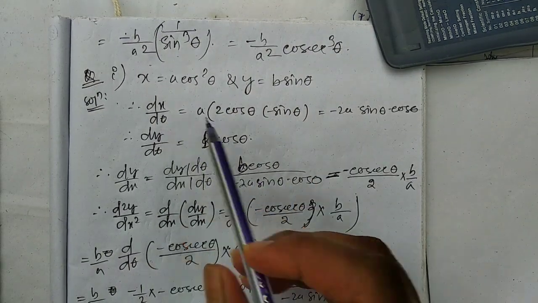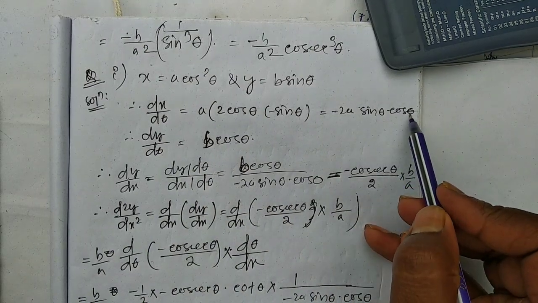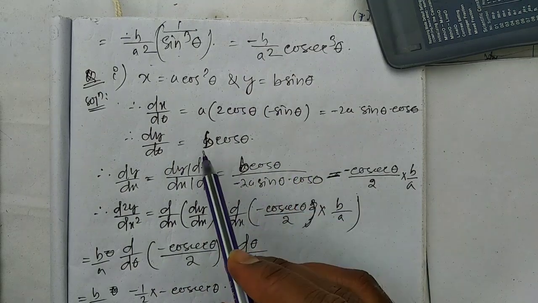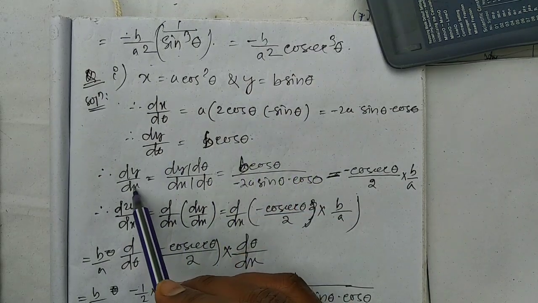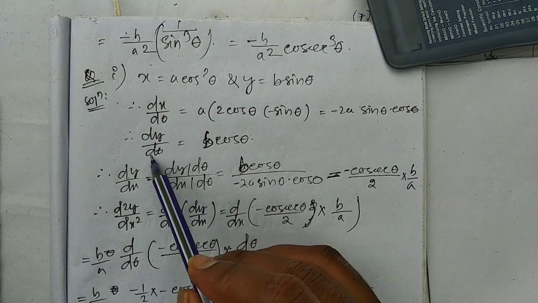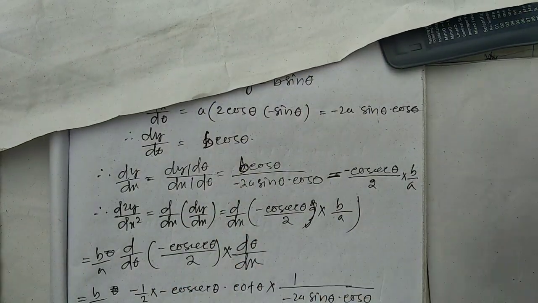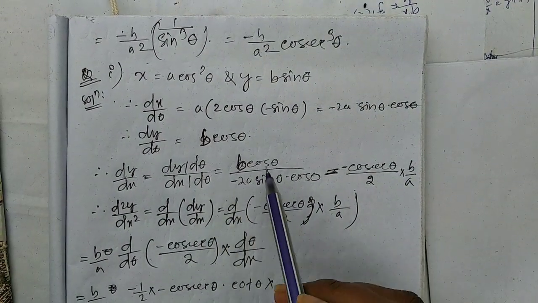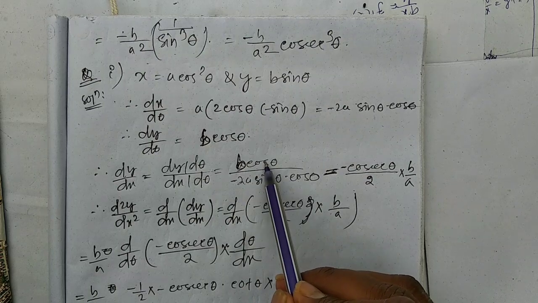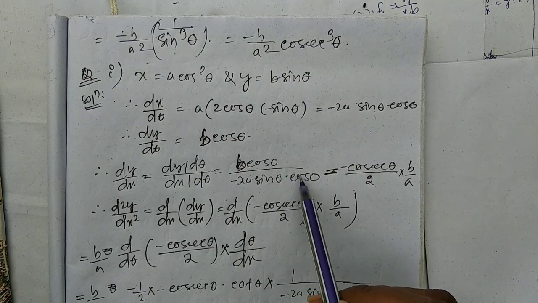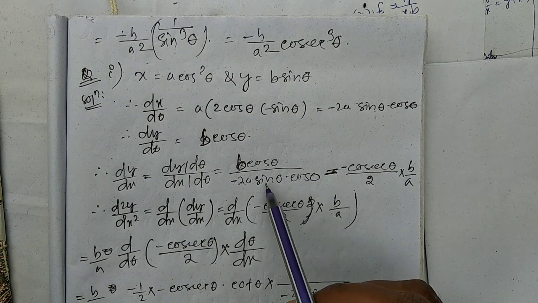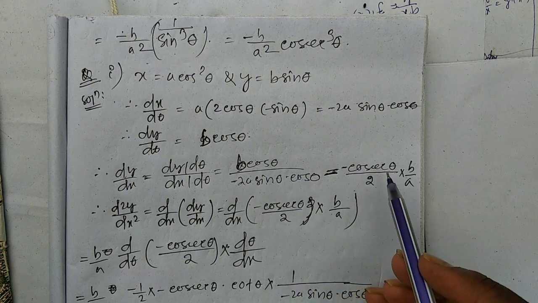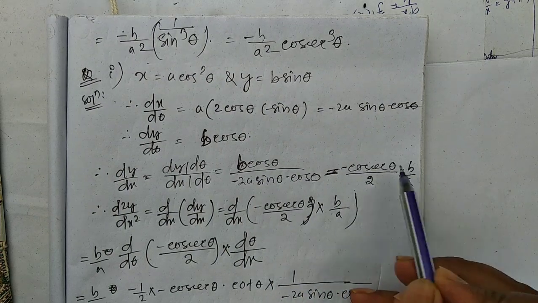dx by d theta will be minus 2a sin theta cos theta. dy by d theta will be the derivative of b sin theta, that is b cos theta. Okay, dy by dx: we divide dy by d theta upon dx by d theta. So this will be equal to b cos theta upon minus 2a sin theta cos theta. Sin theta cos theta cancel out, then this becomes cosec theta. Then we have minus cosec theta by 2 into b by a.